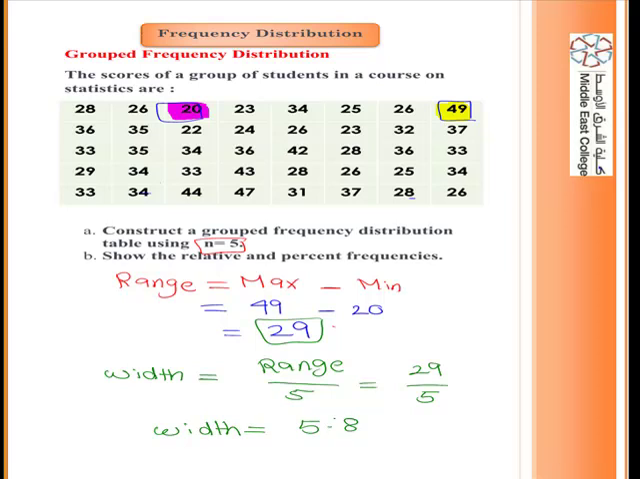But this is a decimal number. I cannot use a decimal number to group my classes. I have to round this up. So I'm going to round it to the next number, which is 6. So the distance between the lower limit and upper limit of our classes will be 6. So now let's start to group our data.